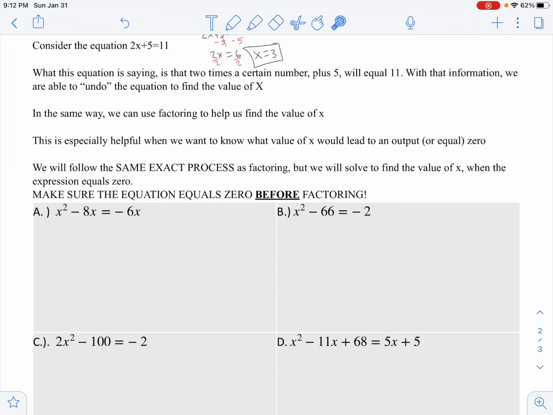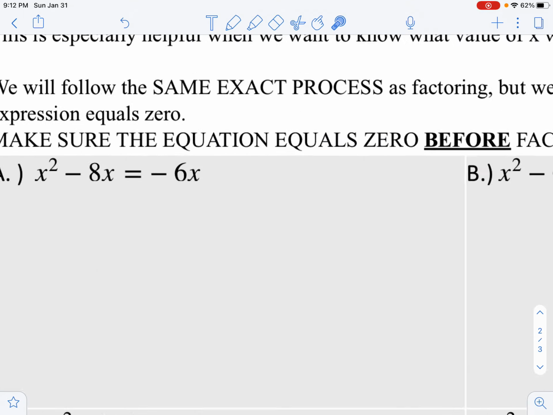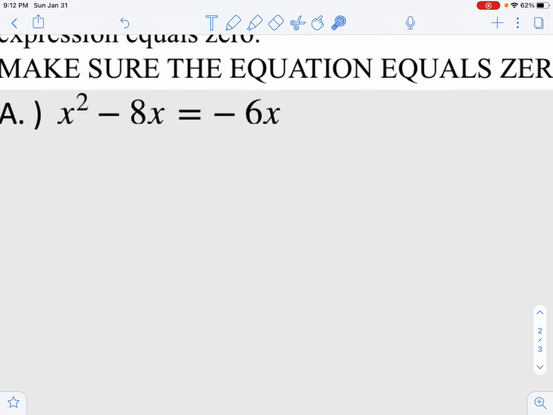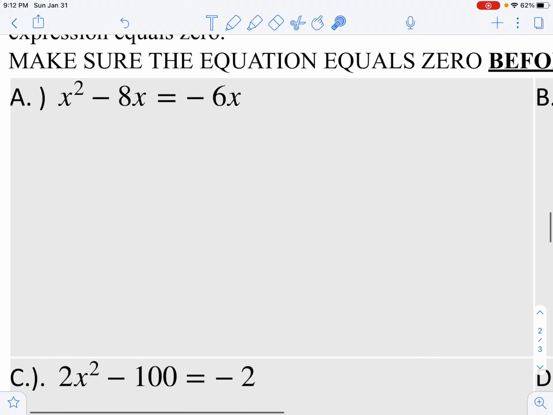So here, look, all caps. I'm not yelling at you, but I want you to see this. We always have to make sure the equation equals 0 before factoring. So if we take a look at example A, we're always going to make sure this says equals 0. Right now it says equals negative 6x. So in order to get this to equal 0, we're going to have to add 6x to both sides.